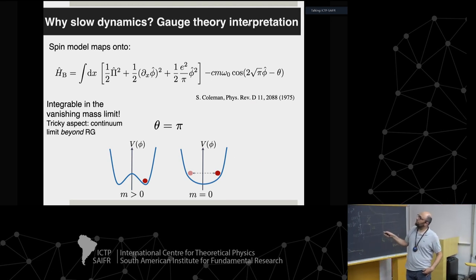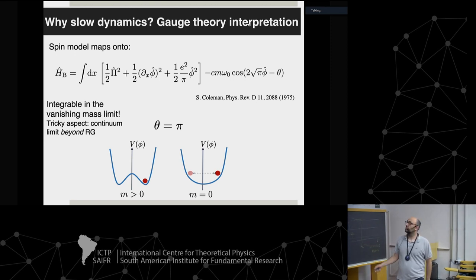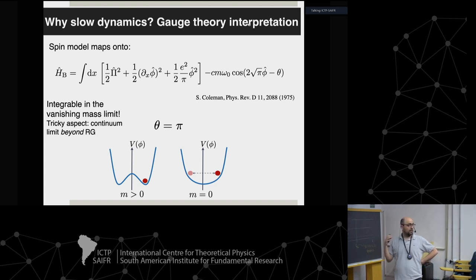The first part is what is called the Luttinger model. Then there is a square term in phi, which in Luttinger language will be a mass. And then there is a cosine, so something very similar to a Sine-Gordon model with a topological angle theta. That's what it is.